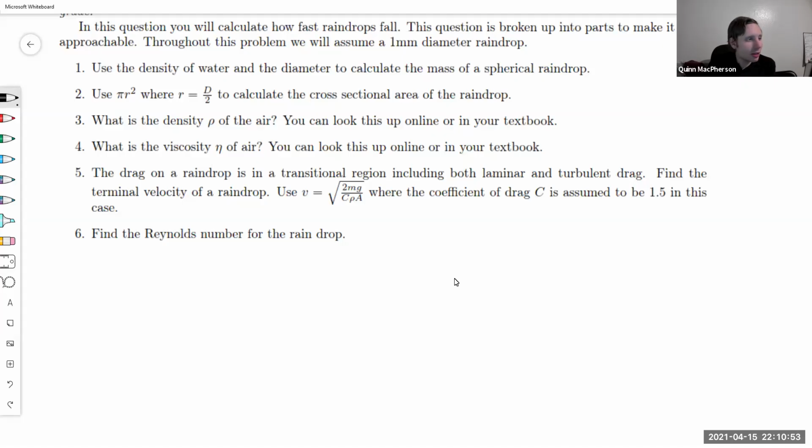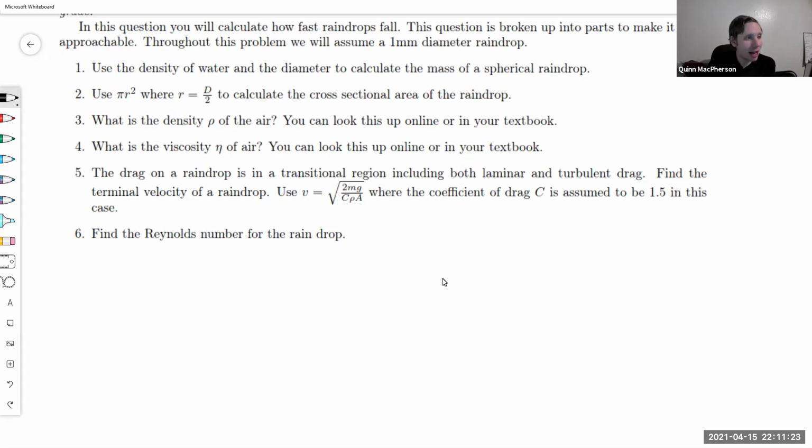Hello everyone. In this video, I'm going to show you how to calculate the terminal velocity of a raindrop. The terminal velocity of a raindrop is how fast the raindrop is falling after it comes to full speed, which is the speed of most raindrops because raindrops have typically been falling for a while by the time they get to the ground. So we could just call this: how fast do raindrops fall?